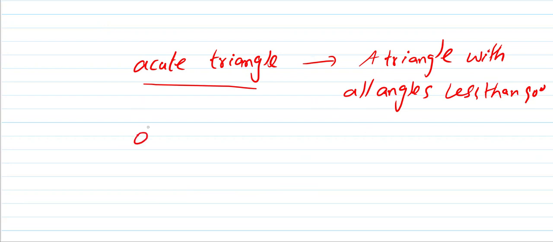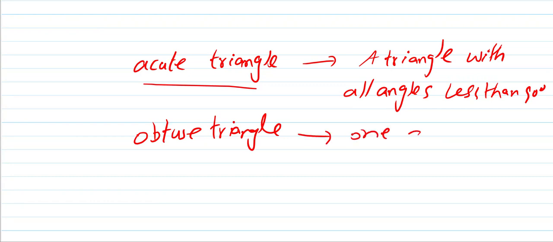Obtuse triangle, we say a triangle with one obtuse angle. It means a triangle with one angle more than 90 degrees. And remember, in a triangle, there can be only one angle more than 90 degrees. It's not possible to have two angles more than 90 degrees.